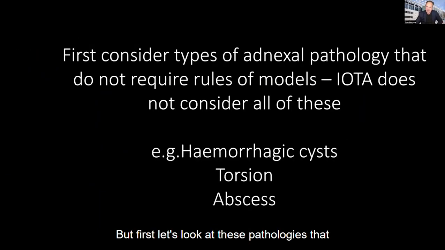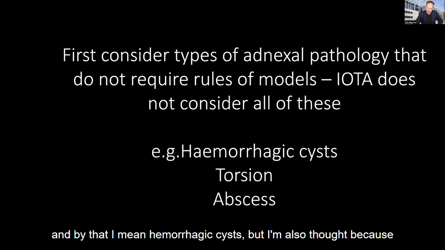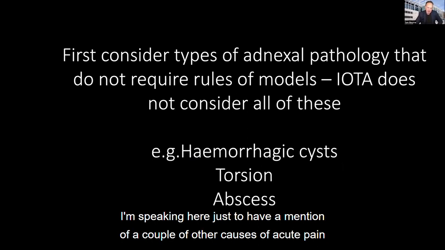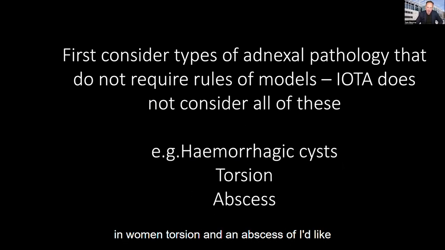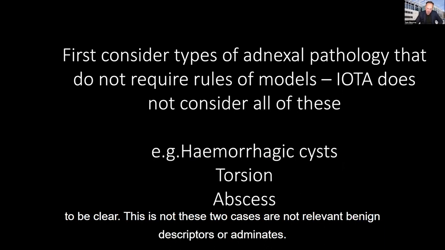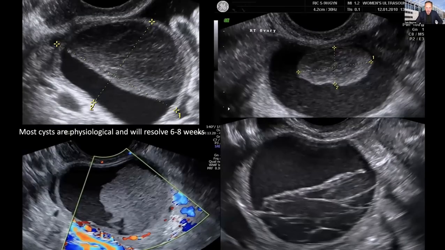But first, let's look at these pathologies that actually don't need descriptors or models. And by that, I mean hemorrhagic cysts. But I've also thought, because I'm speaking here, just to have a mention of a couple of other causes of acute pain in young women, torsion and an abscess. Although I'd like to be clear, these two cases are not relevant to benign descriptors or adnex.